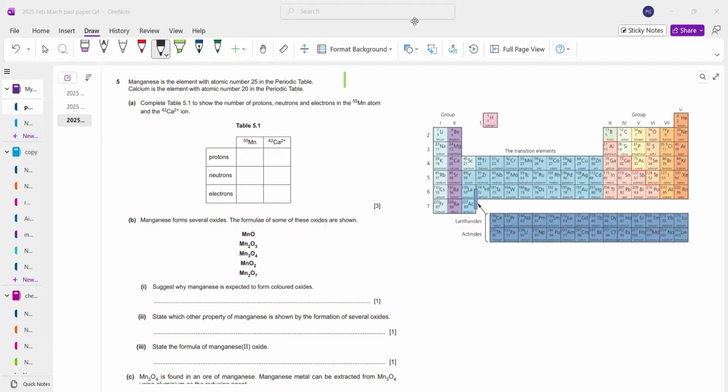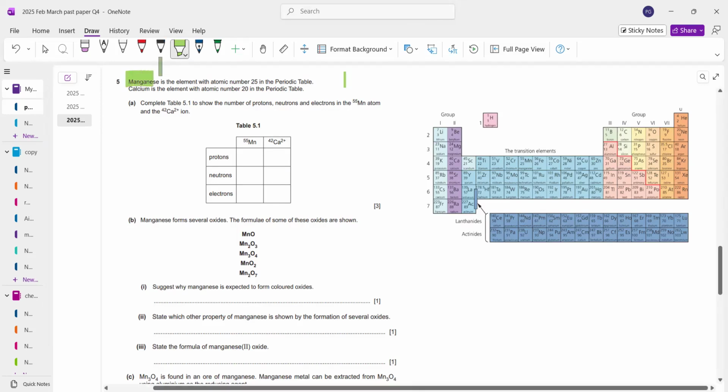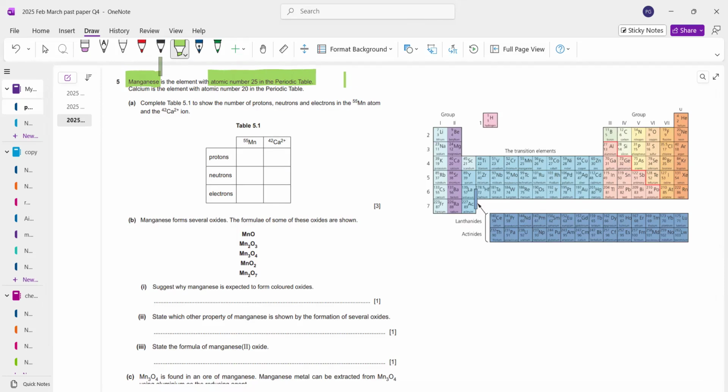Hello everyone. Today we will be solving question number 5 of February March 2025, variant 42. The question says manganese is an element with atomic number 25 in the periodic table. Calcium is the element with atomic number 20. Calcium with 20, manganese with 25. Complete table 5.1 to show the number of protons, neutrons, electrons in Mn atom and calcium ion.